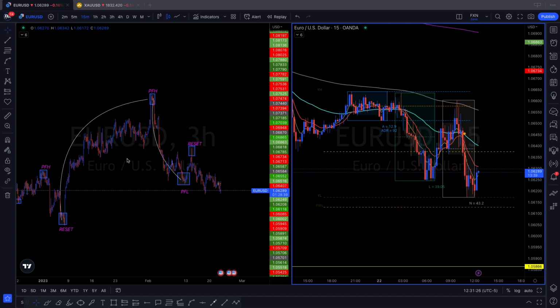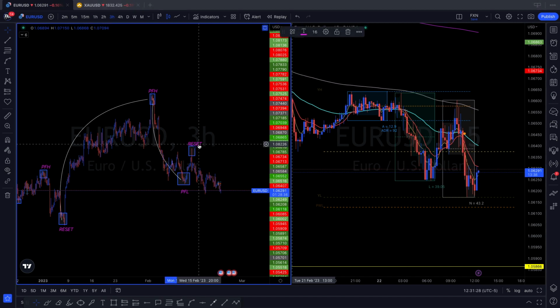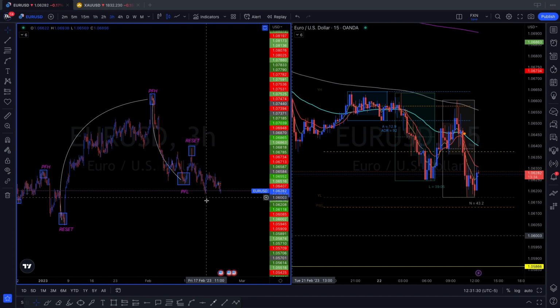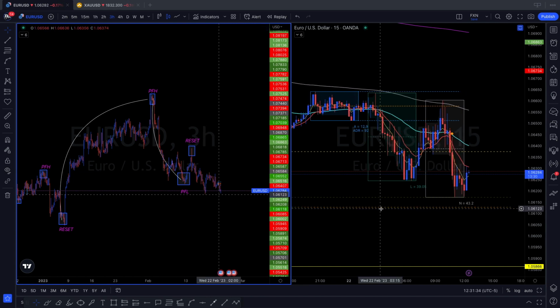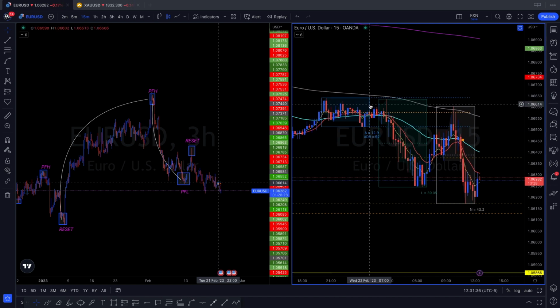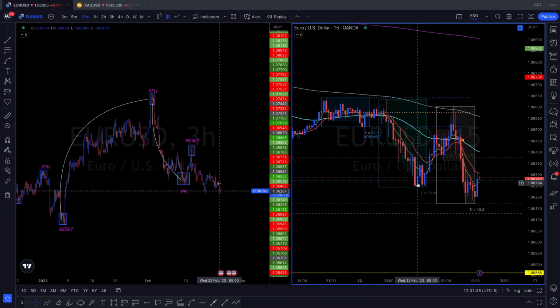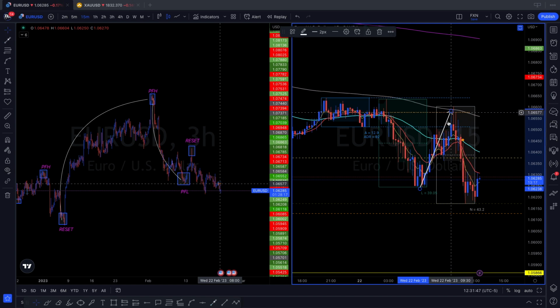Euro USD on a 3-hour chart, you can see that we're coming off a reset right here, so that means that I'm only looking for sell setups. Now, if we go to the 15-minute time frame, you can see obviously that we had this huge move down, and essentially what I'm looking for is this right here, this pullback. This pullback happens every single time when this setup appears. It happens starting at the very end of the London session going into the US session.